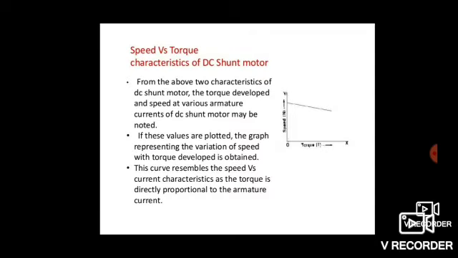Then speed versus torque characteristics of a DC shunt motor. From the above two characteristics of a DC shunt motor, the torque developed and speed at various armature currents may be noted. If these values are plotted, the graph representing the variation of speed with the torque developed is obtained. The curve resembles the speed versus current characteristics as the torque is directly proportional to the armature current. Therefore, torque versus speed is also nearly constant with a small drop.